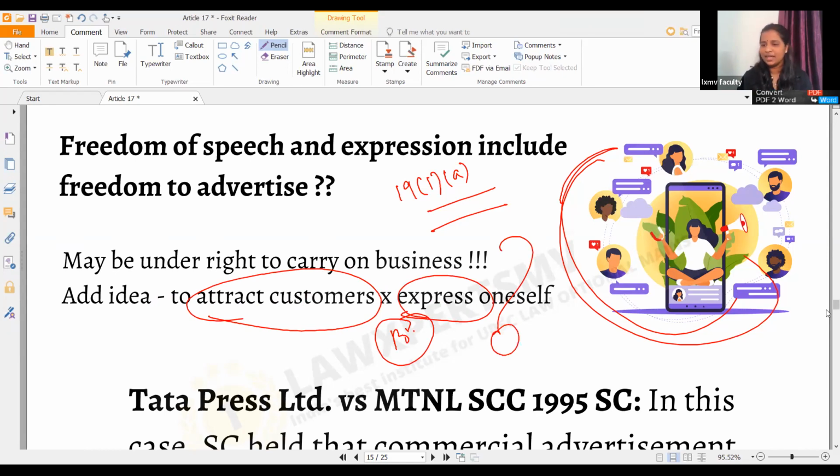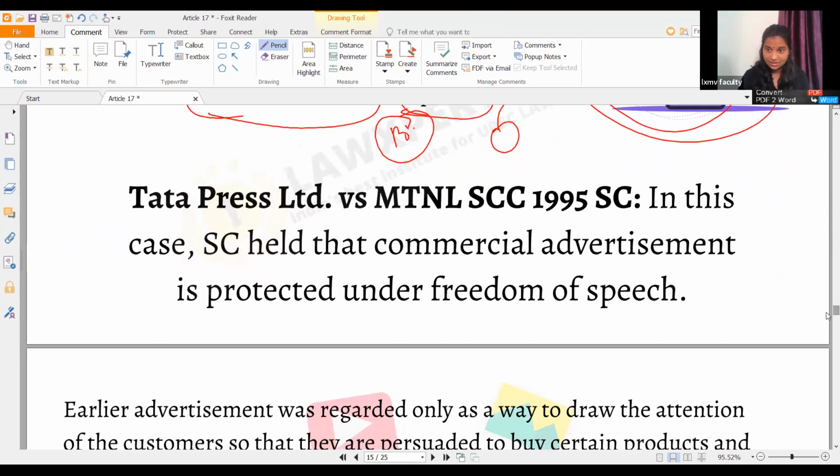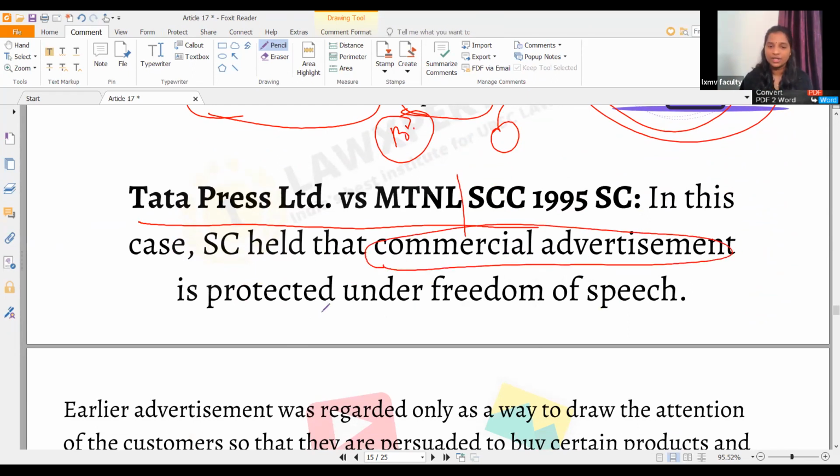But we have a major case law. This statement was asked verbatim in UPSC: whether advertisement is protected under freedom of speech. Okay, it was a very hard question earlier, but it will be made easy now. So you see this case law, Tata Press Limited versus MTNL. In this case law, the court ruled that commercial advertisement is protected under freedom of speech.